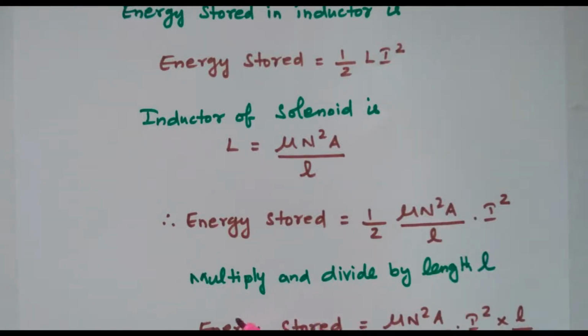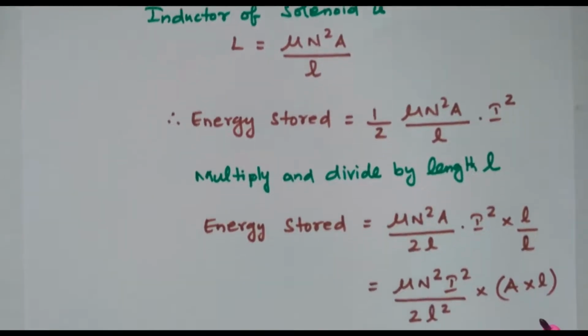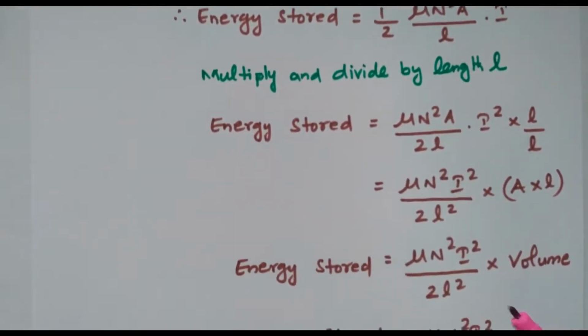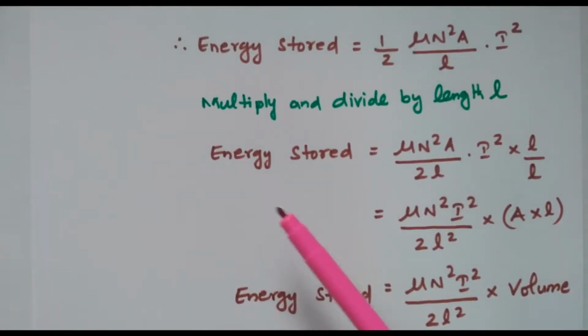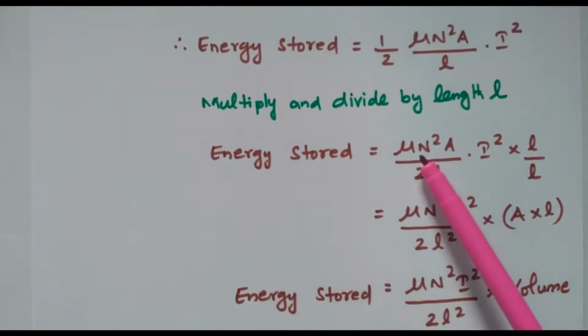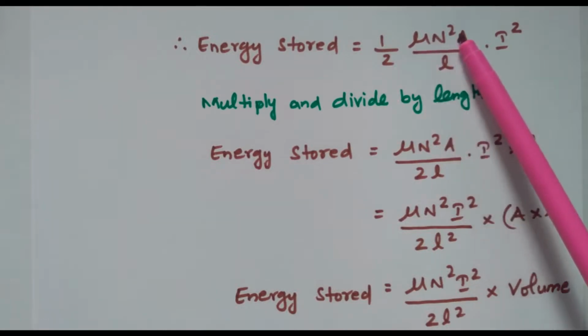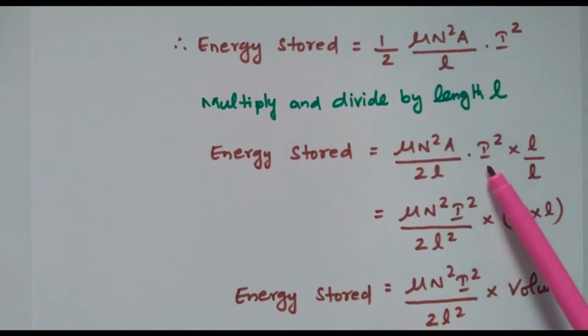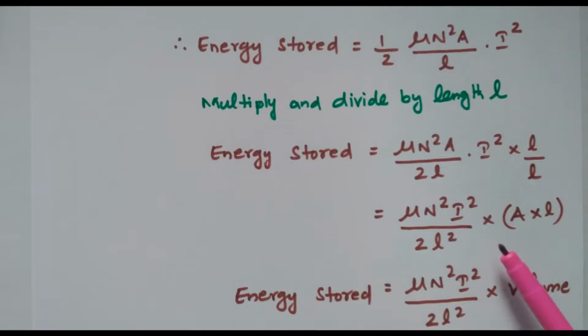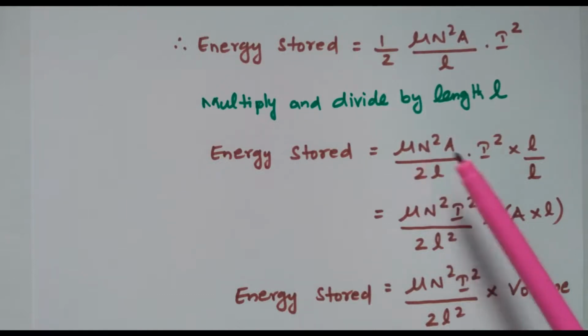Right? So in order to get the volume, here also we are going to multiply and divide by the length L. So the energy stored is equal to half, that is mu n square A divided by 2L into I square divided by L into L. We are going to multiply and divide by the term L.